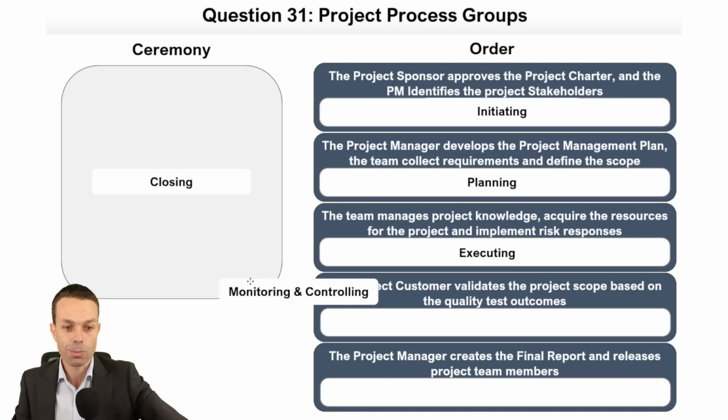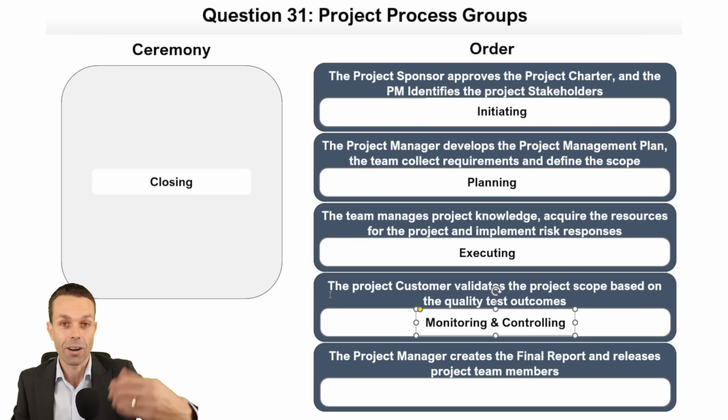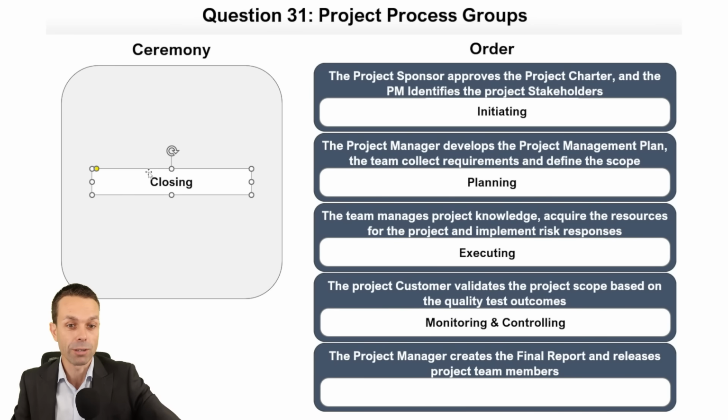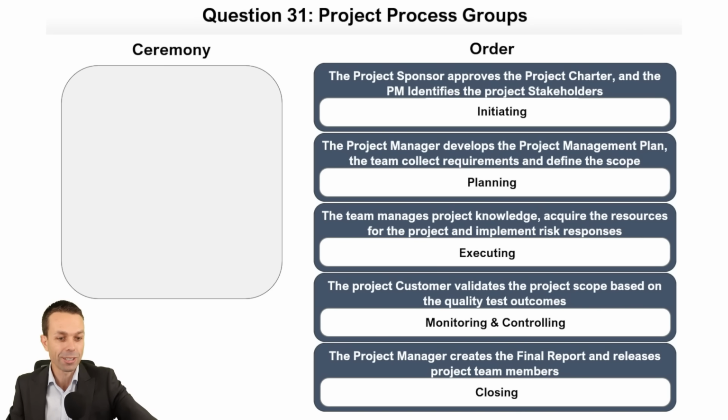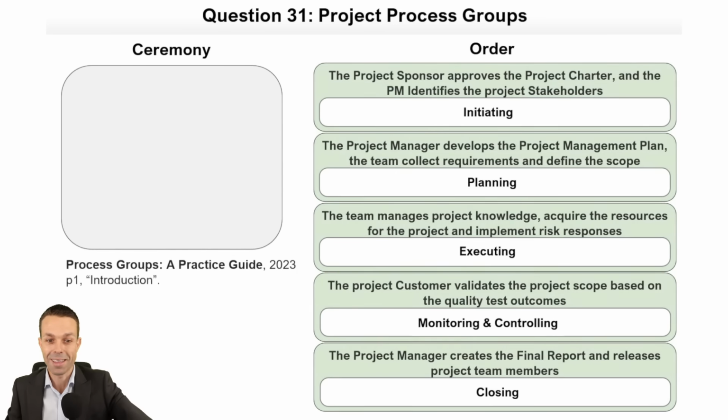That happens just before closing. So usually our project sponsor or the high-level project customer might approve of those things that we've delivered, and usually they use the test results to do that, just so that it's nice and easy. The last one is closing, of course, and where we create the final report. Let's have a look, and there we go.